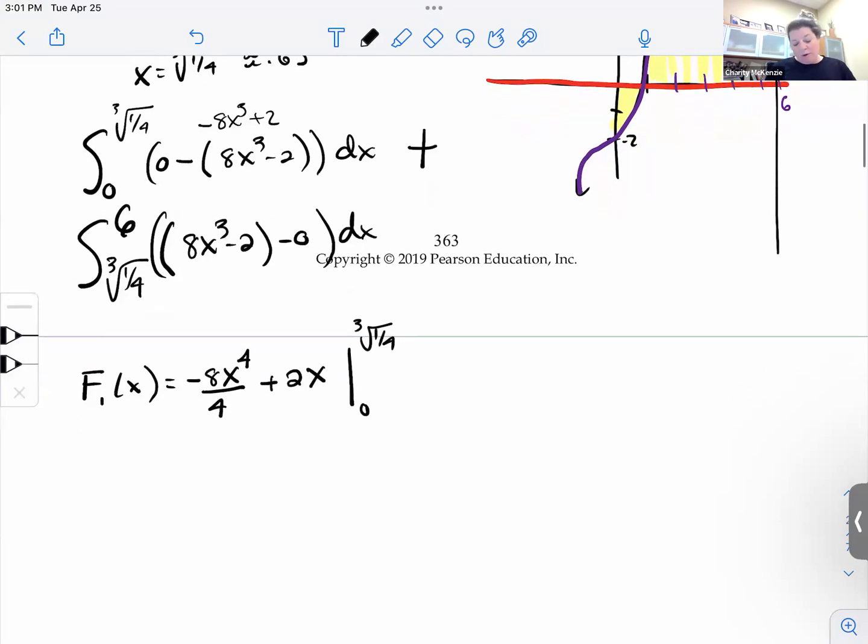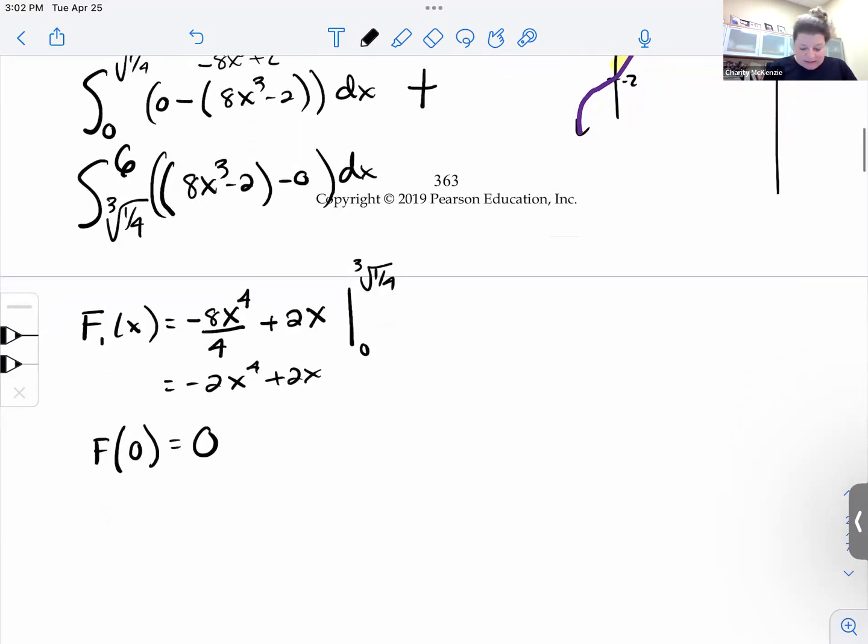Okay, so we're here. I'm going to reduce this to negative 2x to the fourth plus 2x to put it into my calculator. So then I need to put that into my calculator with the 0, which is way easier. Oh, we get out 0. Put in 0 to that function, you get 0. Now we have to put in the ugliness, third root of a fourth. Okay, and so I definitely need my calculator.